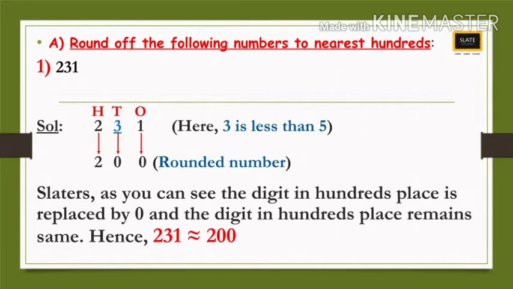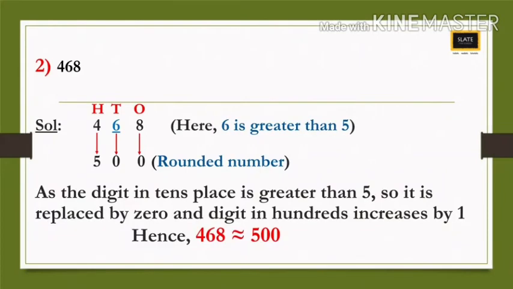Very good. Our second sum is: round off to the nearest hundred the number 468. They gave the number 468. So what about the ones place digit? Yes, it will be replaced by 0. So 8 became 0 now. Now let's compare the tens place digit. Here the tens place digit is 6. So you tell me, is 6 greater than 5, less than 5 or equal to 5? Yes, obviously it is greater than 5.